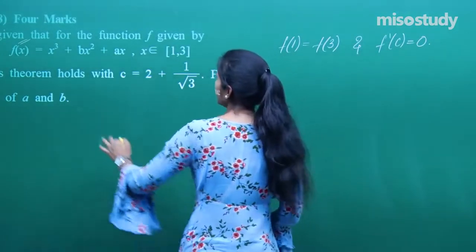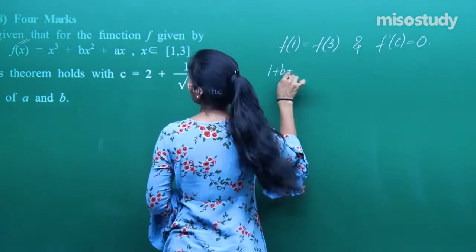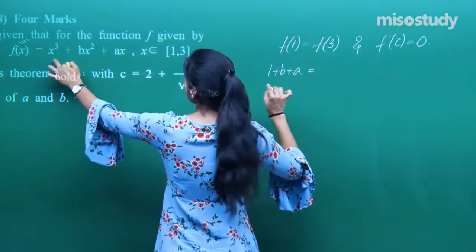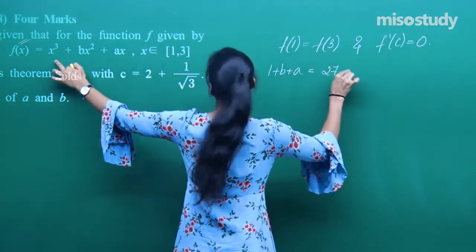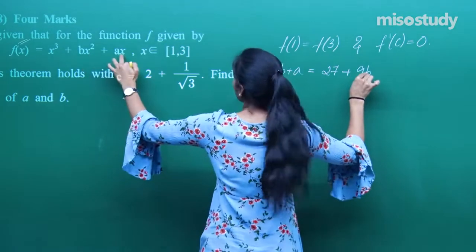What is f of 1? It is 1 plus b plus a. What is f of 3? It is 27, 3 into 3 is 9, so 9b and 3a.